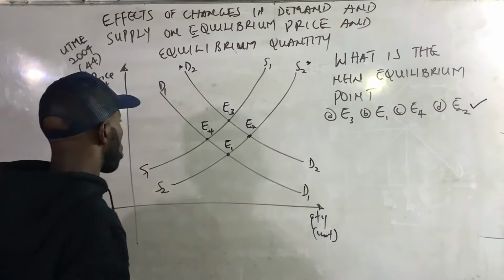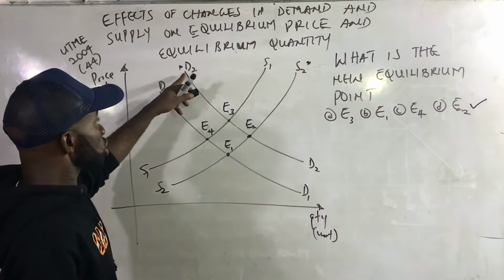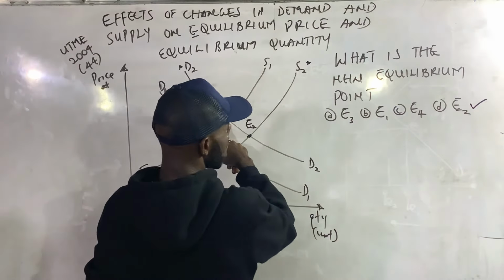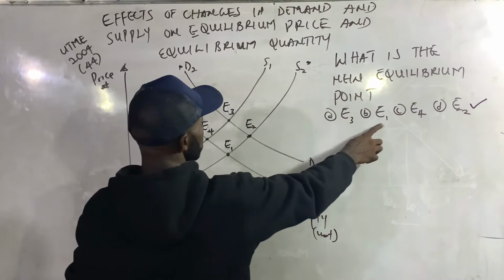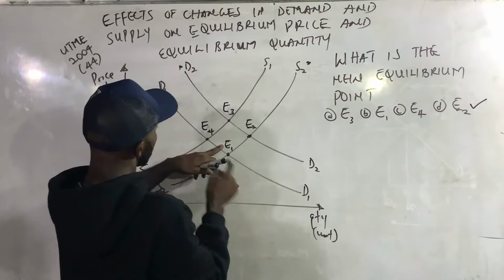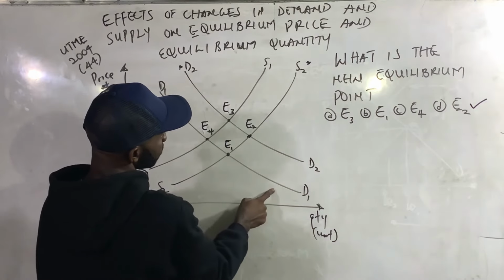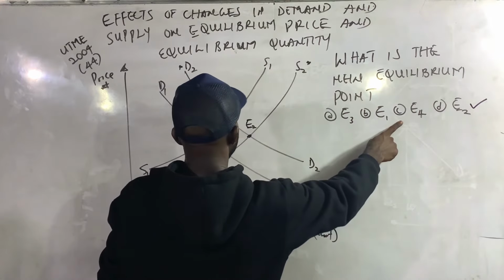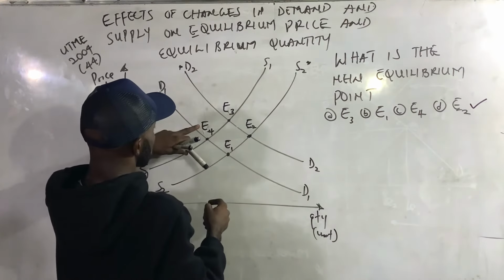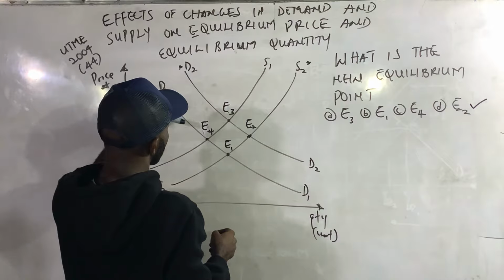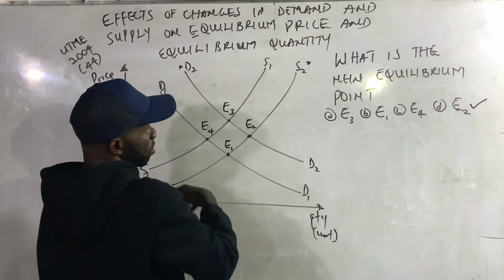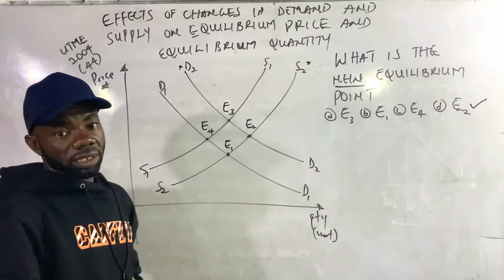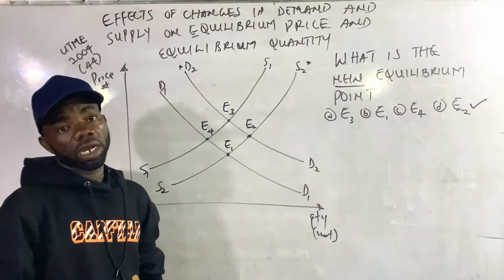Option A is wrong because it's a combination of the new demand curve and the old supply curve. It won't give us the new equilibrium point. Option B is wrong because it is E1 and that's old demand curve and the new supply curve. Option C is also wrong because it's E4 and that's old demand curve and old supply curve, but the examiner says new. That makes it correct. Option D is right.